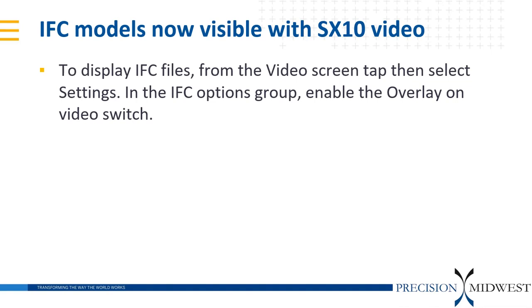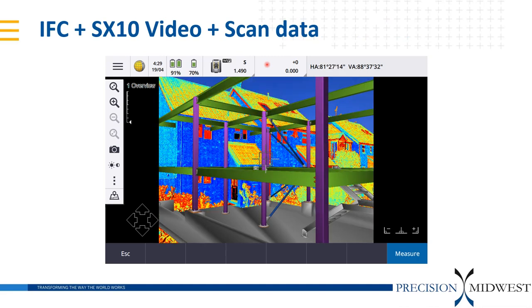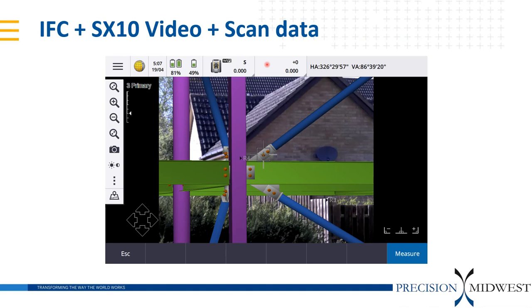IFC models are now visible with the SX10 video. This is something that's really neat. To display the IFC model from the video screen, just tap and select Settings, and then the IFC Options group, and enable the overlay on video switch. So you would get something that looks like this. And then you could do field measurements and layout of the model right there from the SX10.